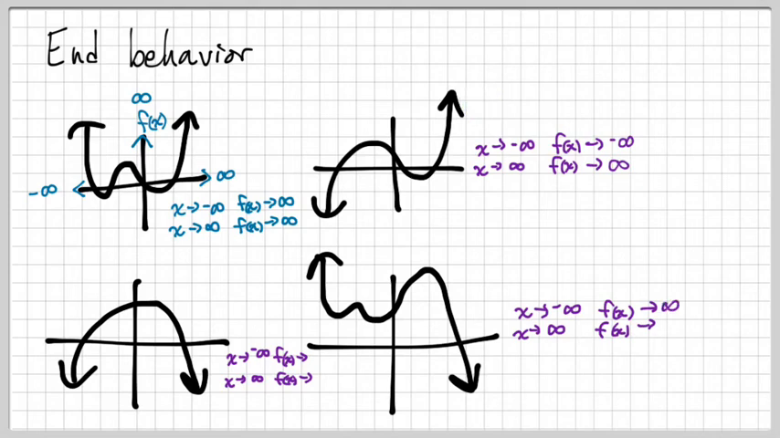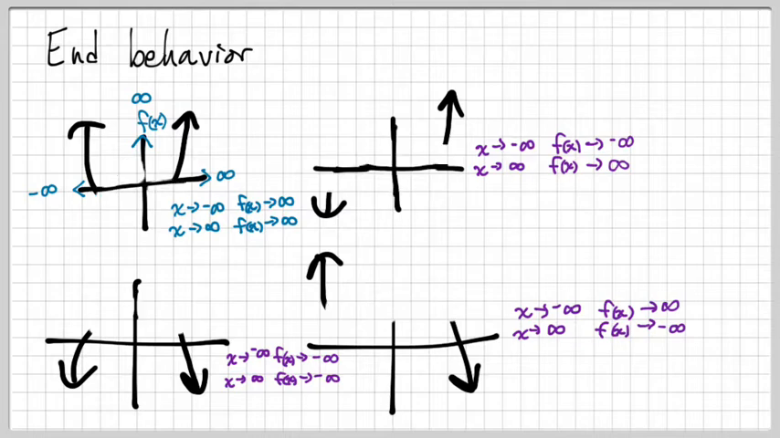And then on the bottom here, the left side is approaching positive infinity. And what's the right side approaching? Negative infinity. And then the last one is negative infinity, negative infinity. They're both pointing in the same direction. I hope you guys notice that when we talk about end behavior, the middle part doesn't matter. We only care about the arrows. Which way are the arrows pointing?